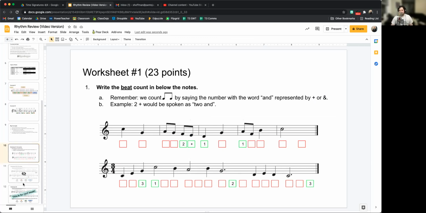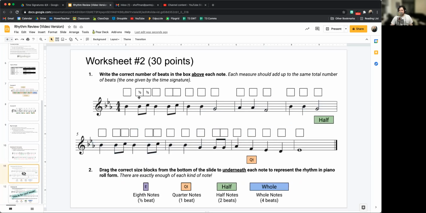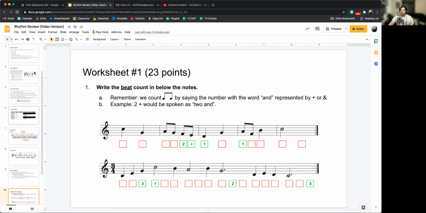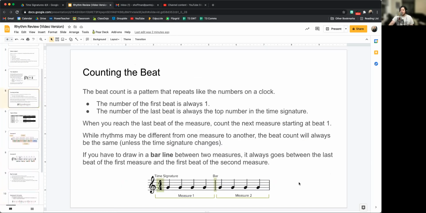And then next week, I will preview this for you right now. Next week, you will have this worksheet. It'll be 30 points, or maybe a little less because there will be a video check, and we will go from there. So your video check for this week, you're going to scroll back to this slide.